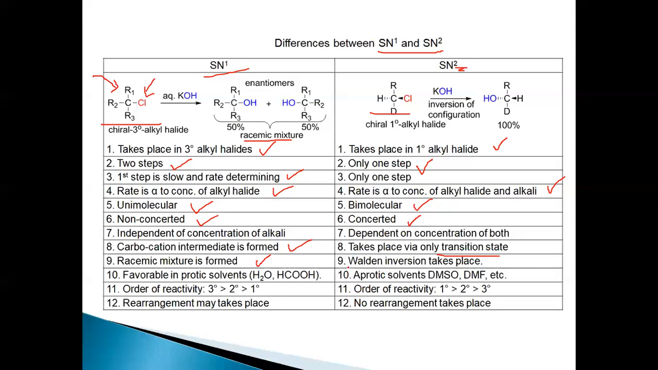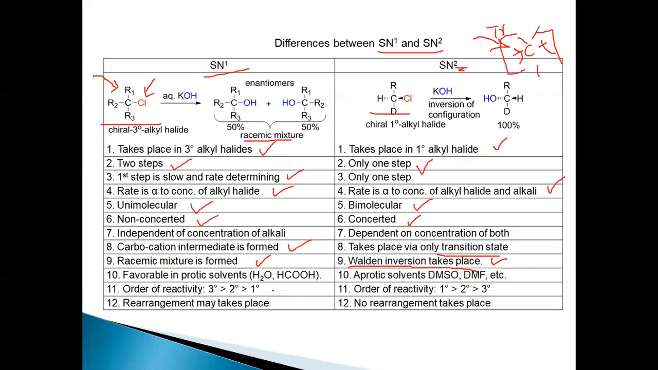Here is the Walden inversion which is taking place because of the attack on the transition state which is formed here. The transition state has 5 bonds here, which is very unstable and which cannot be isolated. So the attack is happening clearly from the back side because the transition state is involved here. Leaving group departure and the attack are happening at the same time. So the attack should happen from the back side, resulting in the Walden inversion.